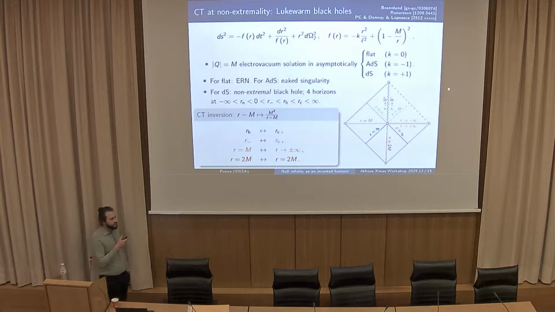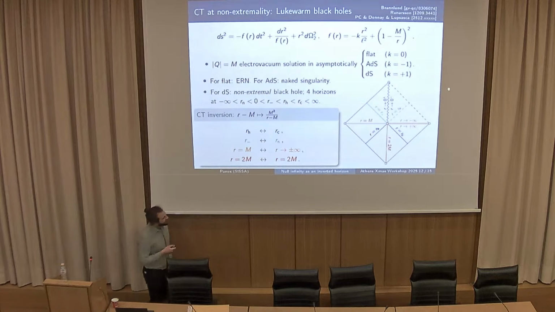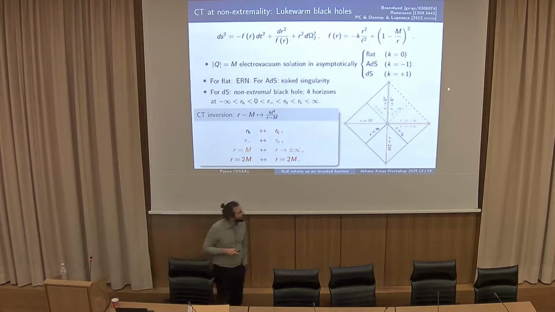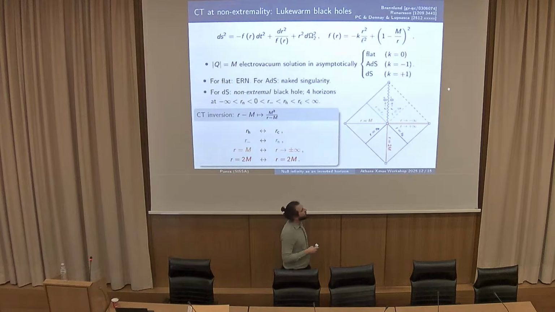Yes? I'm a bit confused because you are in the case of asymptotically de Sitter. But this Penrose diagram looks a lot like Minkowski. Well, typically this dotted part is missing. It corresponds to some negative radii. So should I think of this as embedded in some patch of de Sitter? No, not really.